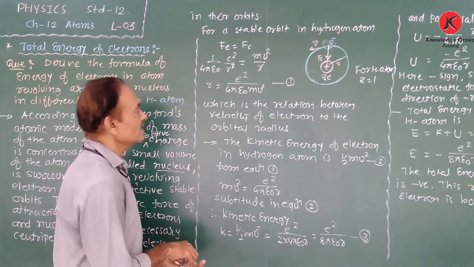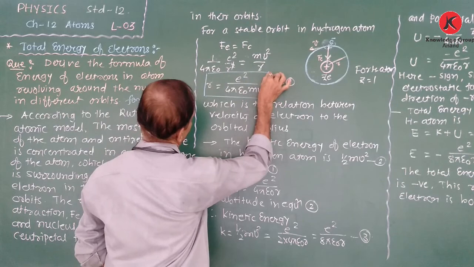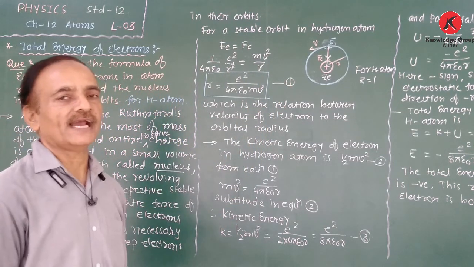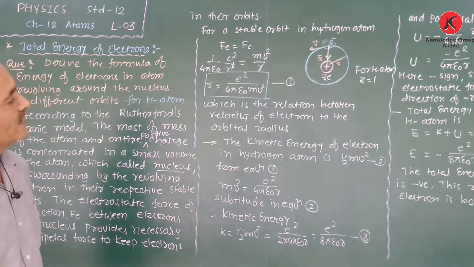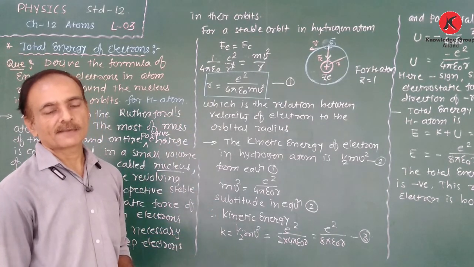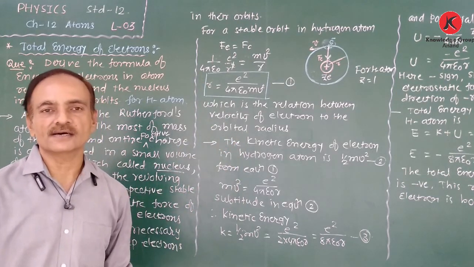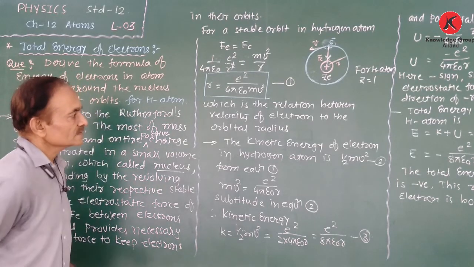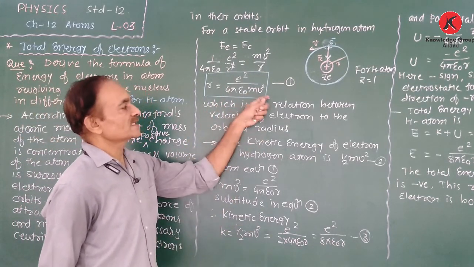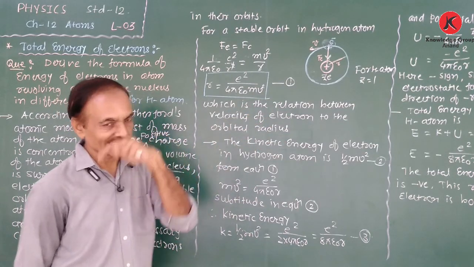That is the equation of the radius of the circular orbit in which the electron can revolve. Again, this is the equation of the radius for the hydrogen atom in which the electron is revolving around the nucleus. So this equation shows the relation between the velocity of the electron and the orbital radius.